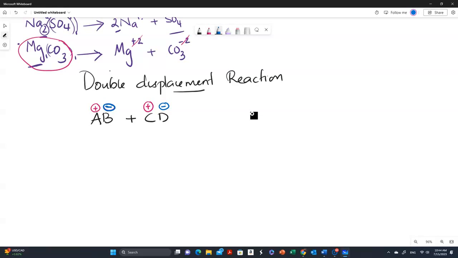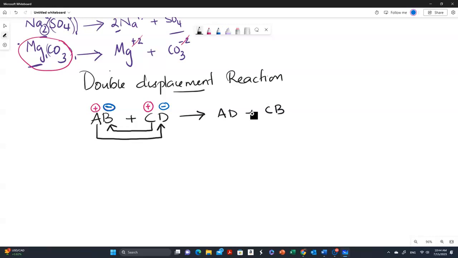So what is going to happen is swapping out the partners means this positive will go and grab this anion, and this cation will go and grab this anion. So double displacement is just like you ended up swapping the partner. So your new compound will be AD plus CB. Got it? So double displacement is just swapping your partners. Go and grab the other anion if you're a cation, and go and grab the other cation if you're an anion. So this is a basic double displacement reaction.